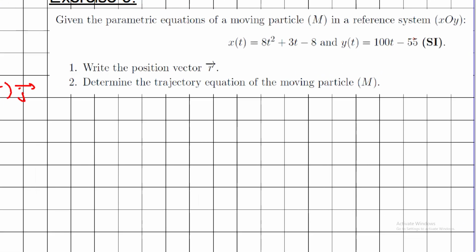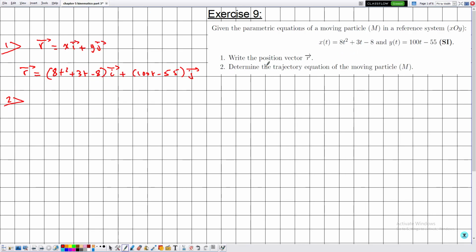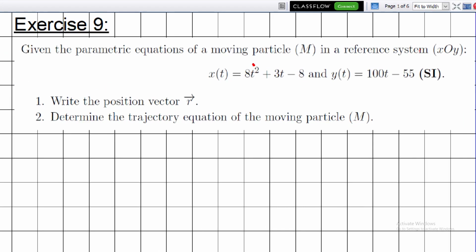Recall that these equations are called the parametric equations because they are parameterized by the parameter t, which represents time. This is the quadratic term, this is the linear term, and this is the constant. This is the linear term and this is the constant.